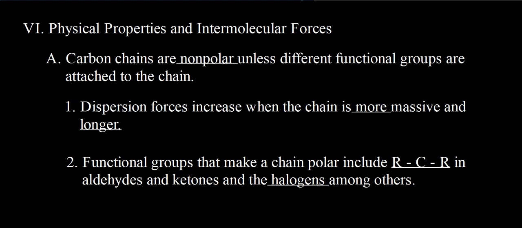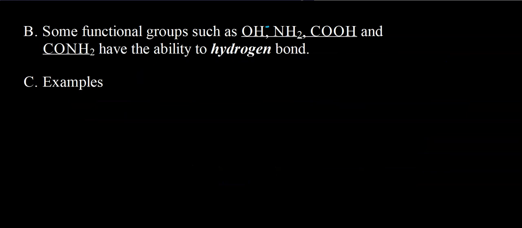Functional groups that make a chain polar include anything with our carbonyl carbons. So we have aldehydes and ketones and carboxylic acids, halogens as well, as we saw with substitution reactions. That bond between carbon and a halogen is very polar, making the molecule as a whole sometimes pretty polar. Be mindful of the functional groups in a molecule that will allow for hydrogen bonding.